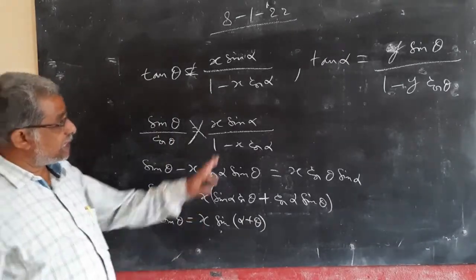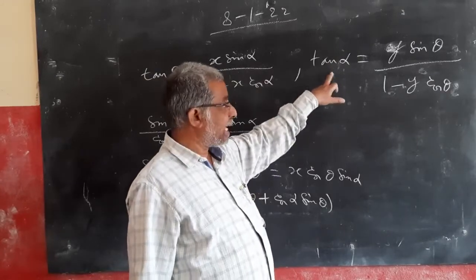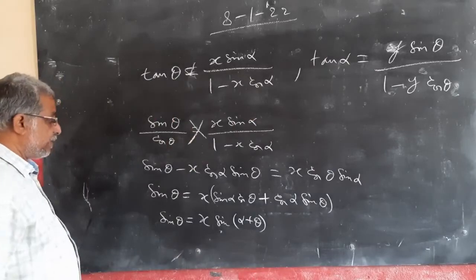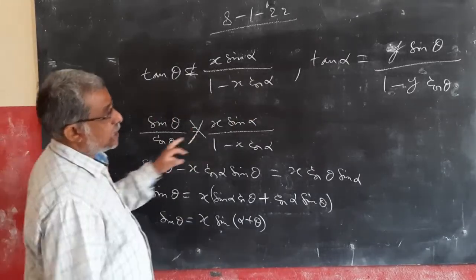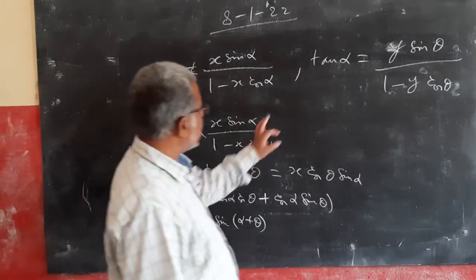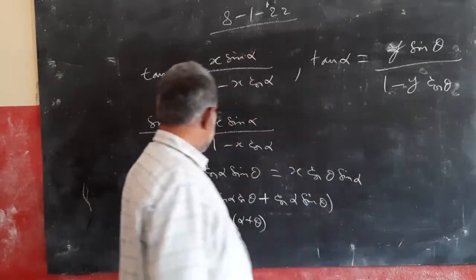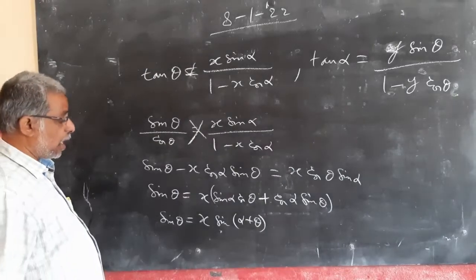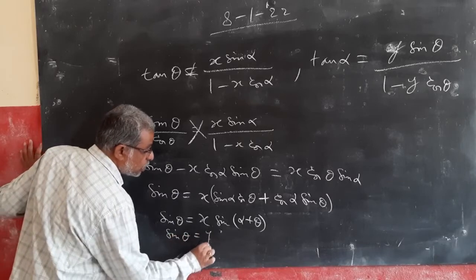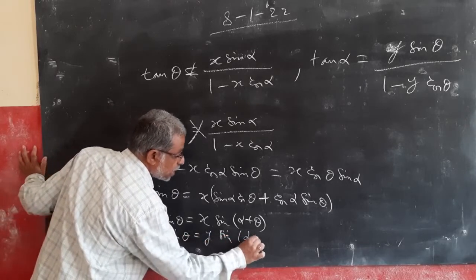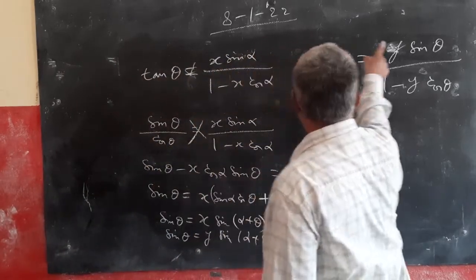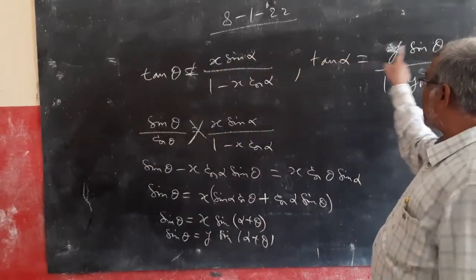So if I proceed in the same manner here, if I write sin alpha by cos alpha, then cross multiplying and simplifying, what do I get? I get here sin theta equal to x into sin of theta plus alpha. I will get here sin theta equal to y into sin of alpha plus theta, because everywhere, in place of x I have y, and in place of theta I have alpha.